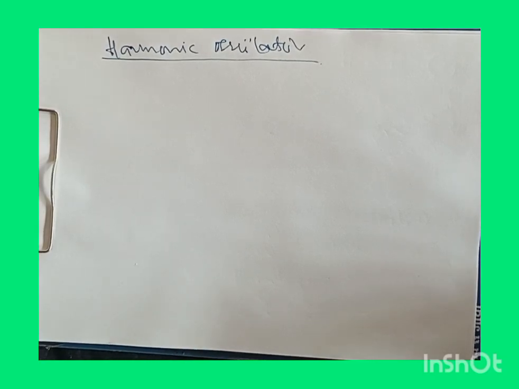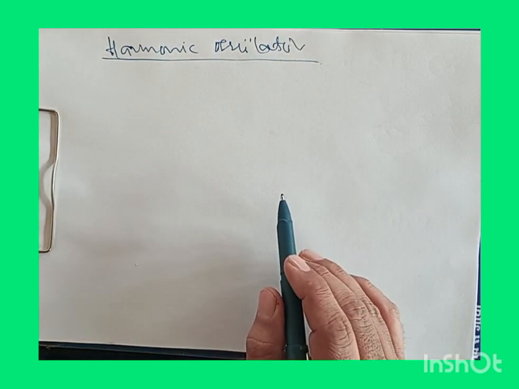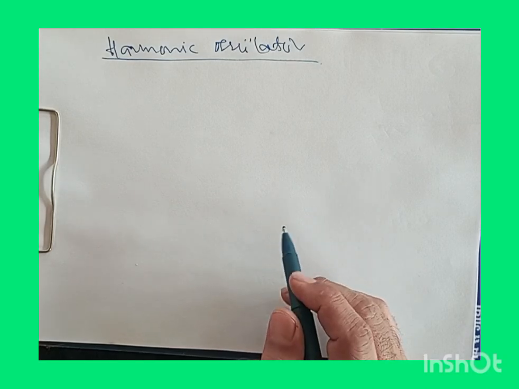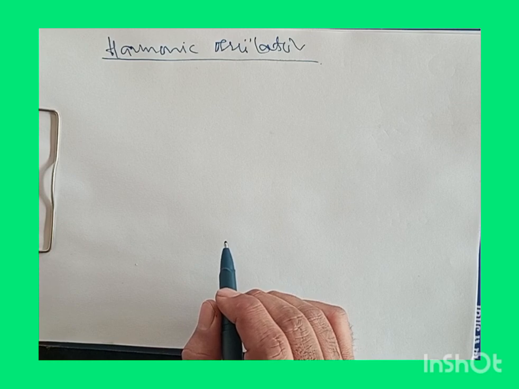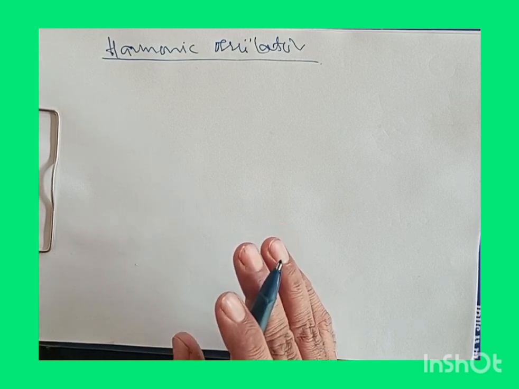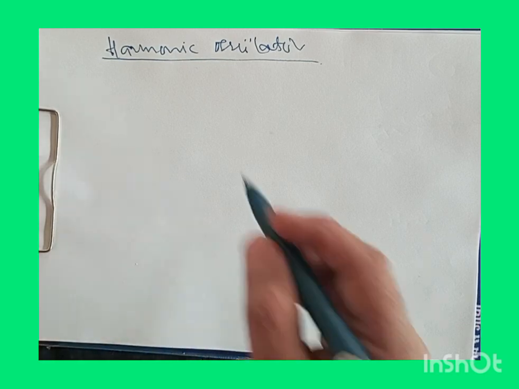So, students, we have already discussed the classical harmonic oscillator, and what we have seen is that the energy of this classical harmonic oscillator is continuous, and it goes to infinity. Now, in this video, I'll be talking about the same harmonic oscillator, but here we will subject this harmonic oscillator to the quantum mechanical treatment.